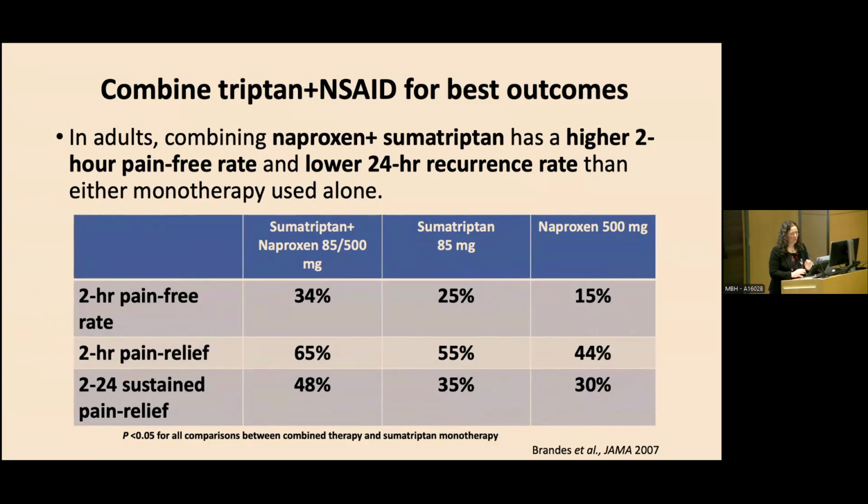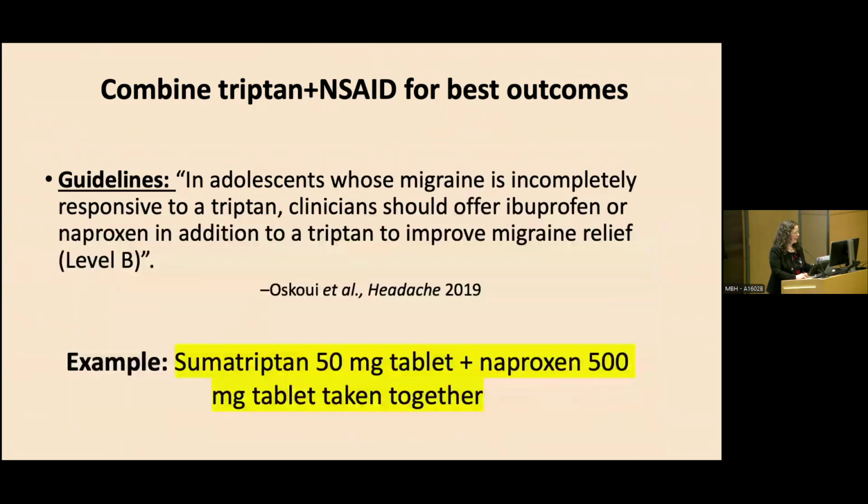If you combine sumatriptan with naproxen, an NSAID, the patient is more likely to be headache-free by the 2-hour mark and less likely to have the headache come back within the following 24 hours than if they took either of those monotherapies alone. So unless there's a contraindication to an NSAID or a triptan, ideally, they're taking these two things together. And that also comes out in our guidelines. If they are not fully responsive to a triptan, combine it with an NSAID.